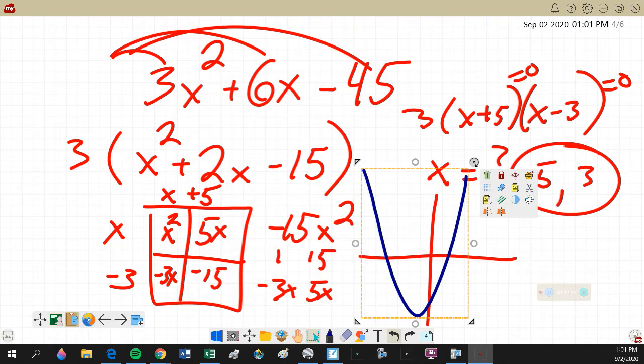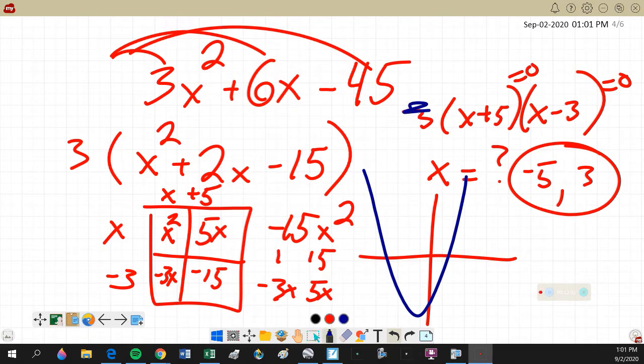What happens when I remove the 3? No, what happens when I get rid of this? What does that do to the graph? It does change the graph. It makes it 3 times shorter. So it looks like this. But the roots are the same.